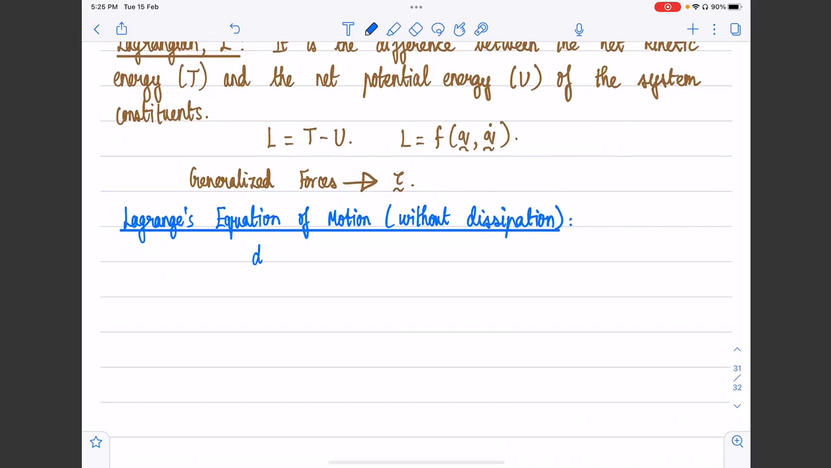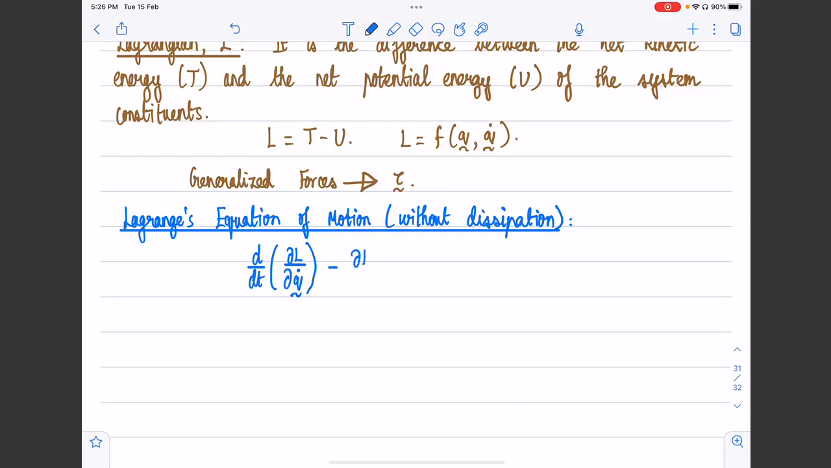final result. It is given by d by dt of del L del q dot. Essentially we take the partial derivative of L with respect to q dot. Let me write it very carefully. We take the partial derivative of the Lagrangian with respect to the q dot vector, and then we take the time derivative of the resultant vector. So that's what we do.